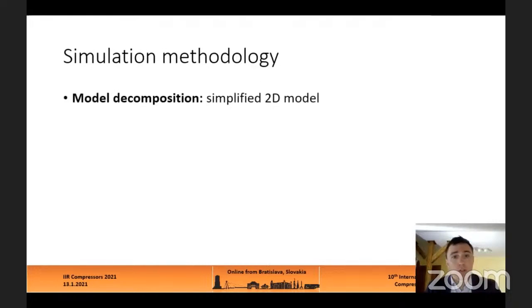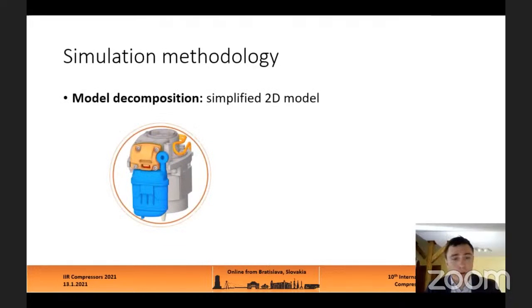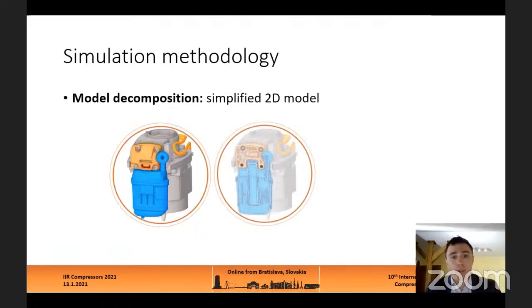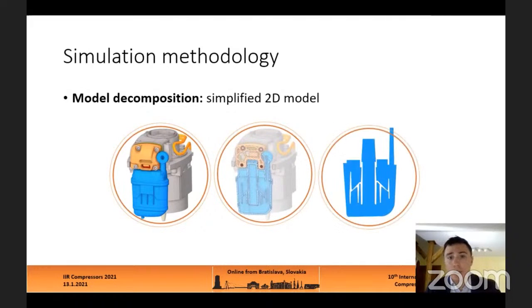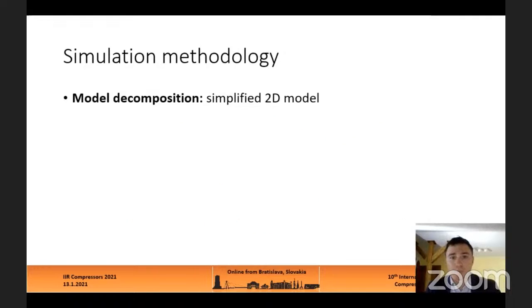How did we actually set up the simulation? Firstly, we took a real compressor that we have in our portfolio. We checked how the muffler looks from inside, and we tried to keep the inner structure of it, but simplify the 3D model to only 2 dimensions. This was done because we wanted to save some computational power and time.